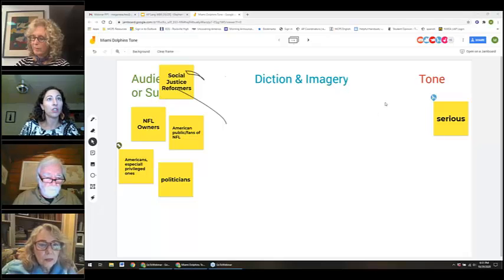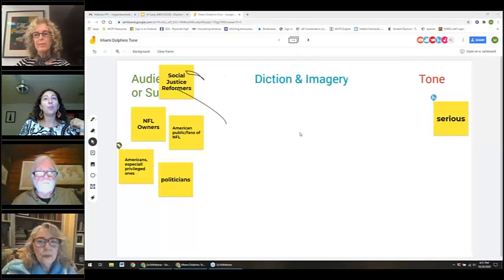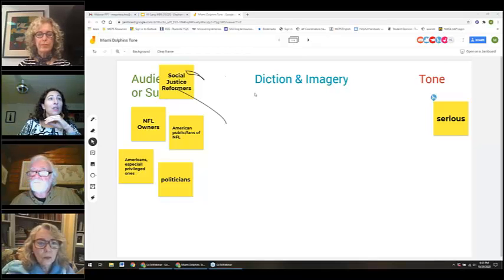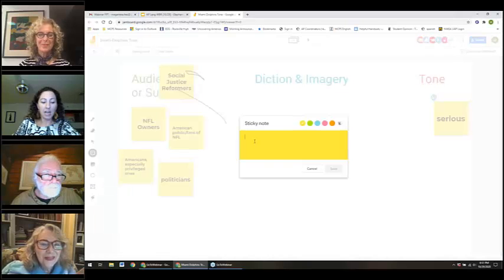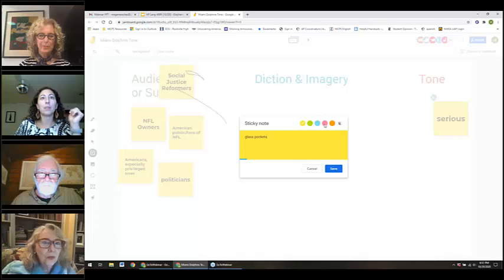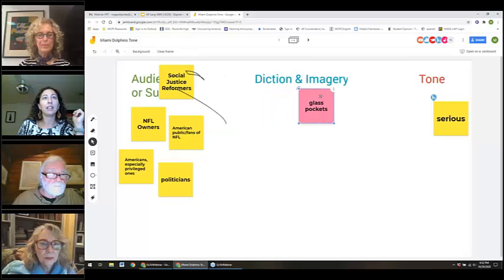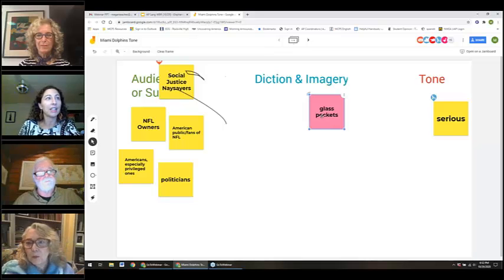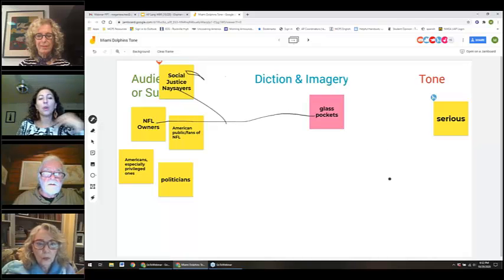So one of the things that you could do, I see some people are drawing lines here, which is fun, is let's say you wanted to write glass pockets, as someone mentioned from the chat, as an example. Then you could connect, we could say, okay, who is he referring to who has glass pockets? And then we can draw our line, and then we could say, what's the tone? So you can play with this whole idea, but basically what you're trying to get at is getting kids to connect these pieces and these ideas.